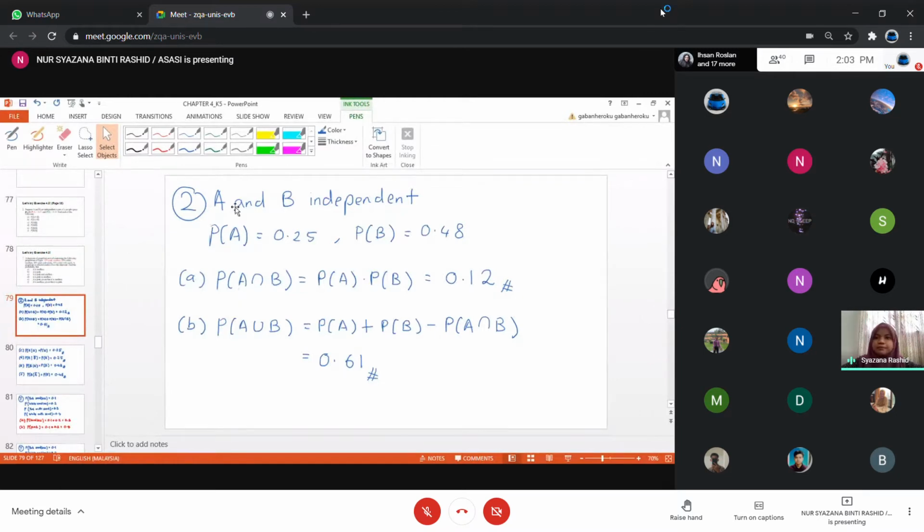Because A and B are independent, you can straight away apply the special multiplication rule. So here I apply the special multiplication rule. That is for A, and for B.